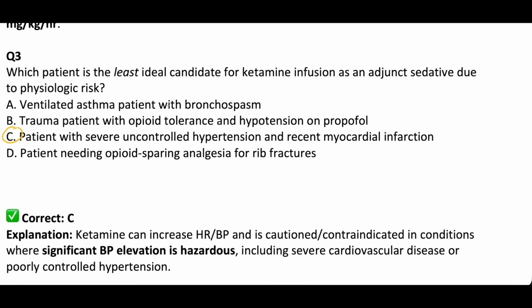The other options here, an asthmatic with bronchospasm, ketamine is actually a really good choice because it can cause bronchodilation. Trauma patients with opiate tolerance and hypotension on propofol, great choice, right? Ketamine shouldn't worsen the hypotension, at least hopefully not. And it can help treat the pain from a different pathway than the opioids they're on. And then D, patient needing opioid-sparing analgesia for rib fractures. Again, that's another nice one because ketamine has that analgesic dosing.